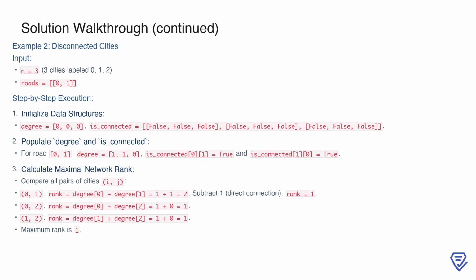With this setup, we calculate the maximal network rank. For the pair (0, 1), the rank is degree[0] plus degree[1], which equals 1 plus 1 equals 2, and subtracting 1 for the direct connection leaves us with a rank of 1.